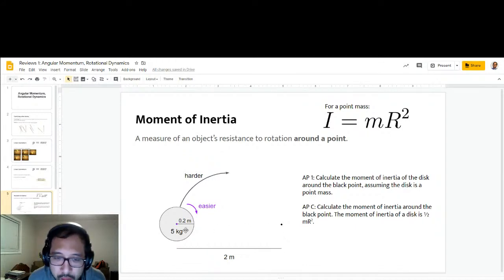Please keep in mind that the moment of inertia is never innate for an object. It's only innate for an object around a specified point. And so again, when we're talking about rotation, you always want to keep in mind the point that it is rotating around.